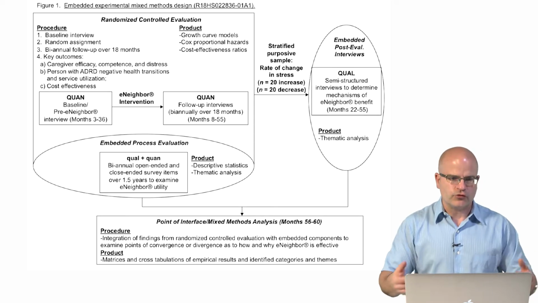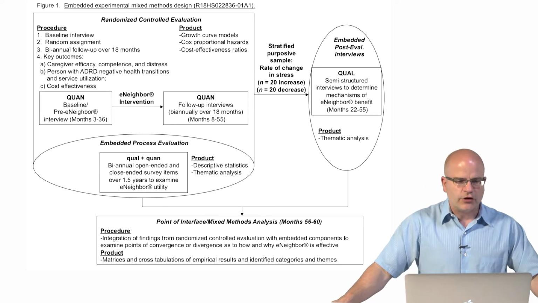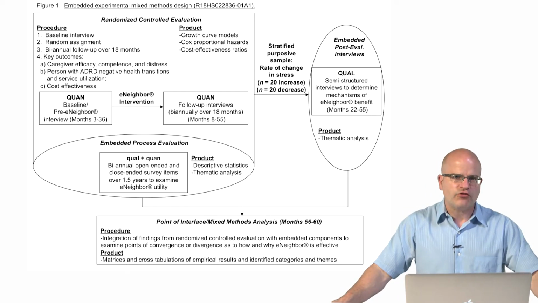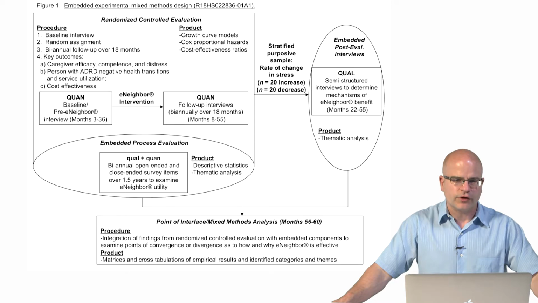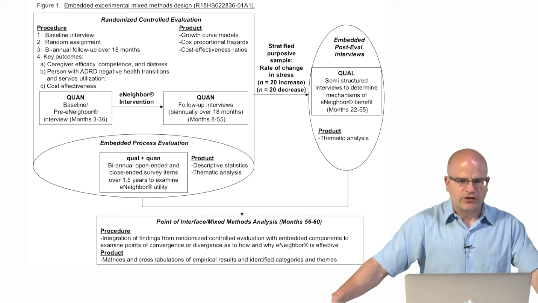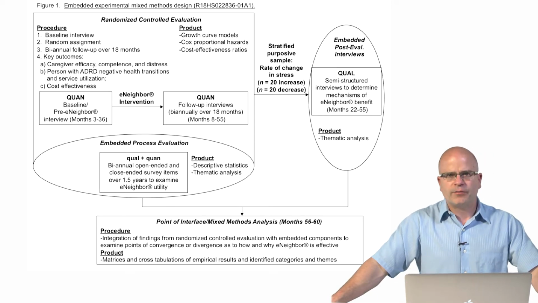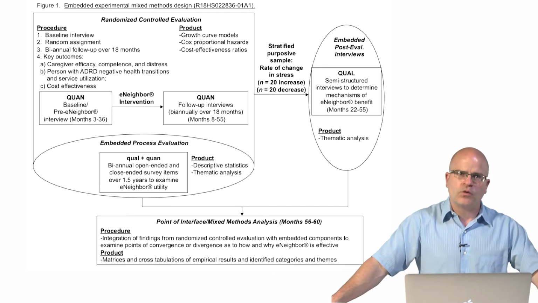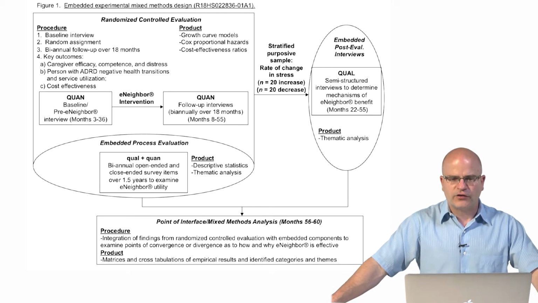It's called the eNeighbor for short here, so that's why you see that. And then you see I'm using the quan and qual notation here to identify which strand I'm referring to. The upper right-hand side then talks about the products of this randomized controlled evaluation. Again, we're just talking about the quantitative strand: growth curve models, Cox proportional hazards, and cost effectiveness ratios.